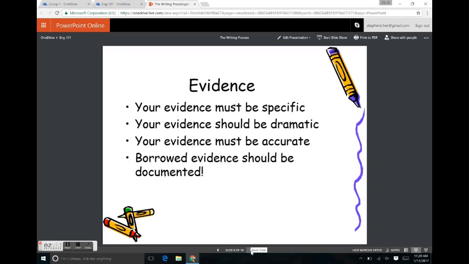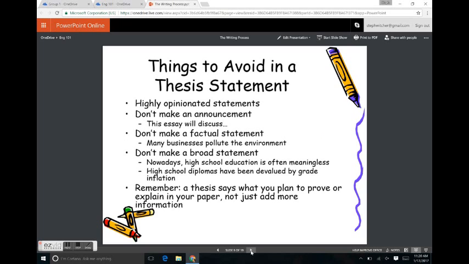Okay. The big ones are that they must be specific and they need to be dramatic. So don't tell me a lot. That's not specific. I need to know how many. And your evidence should be dramatic. So don't tell me that 40% of something, because that means 60% don't. All right, so make sure that your specific details meet those different criteria.